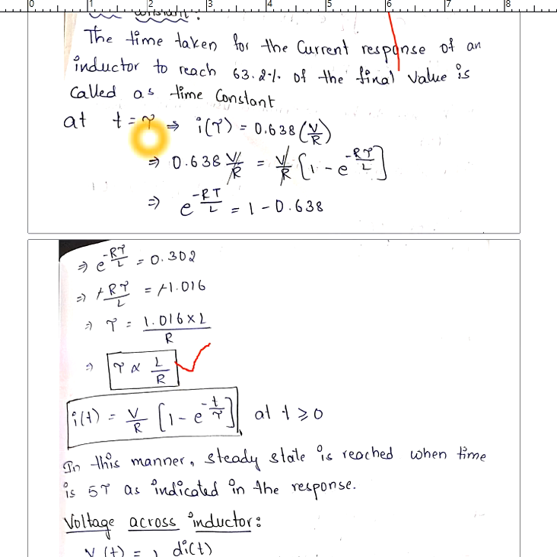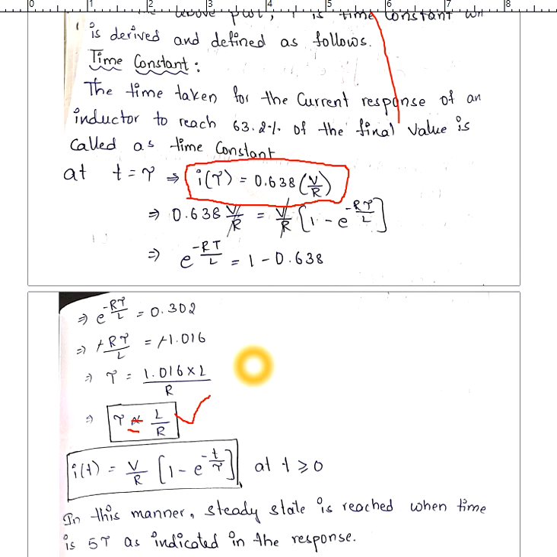So at time t equals to tau, the current should be equal to 63.2% of steady state value, and we already know that steady state value is V by R. So when you use this condition by substituting t is equal to tau, you will get the value of tau, which is equal to L by R. Okay, this is not proportionality constant, it is equals to. Okay, this is all about the inductor current response in case of series RL circuit for step input.